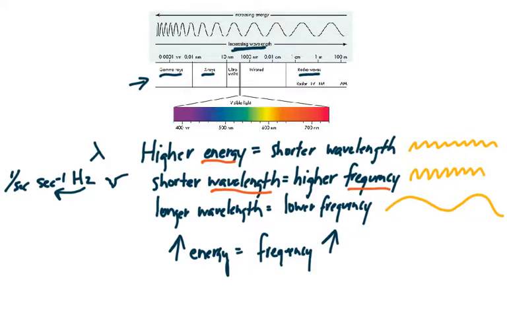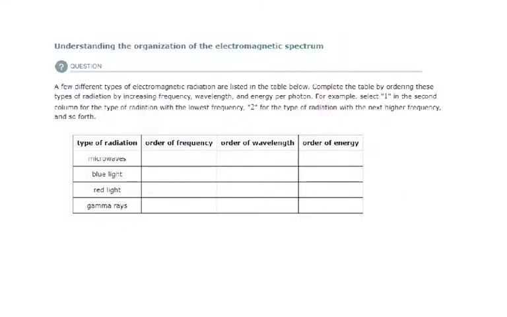So let's use this information to fill out this table here in this particular problem. The first thing we want to do is look at the order of frequency. We're going to take these types of radiation and order them by frequency from lowest to highest. So which one of these 4 types of radiation has the highest frequency and therefore the highest energy?